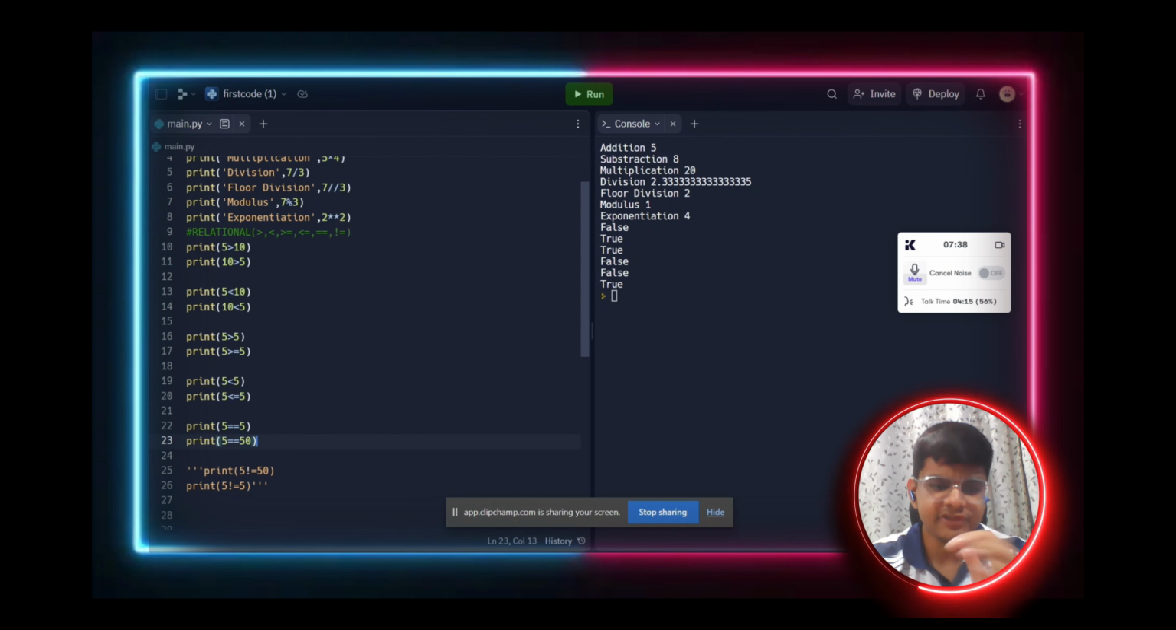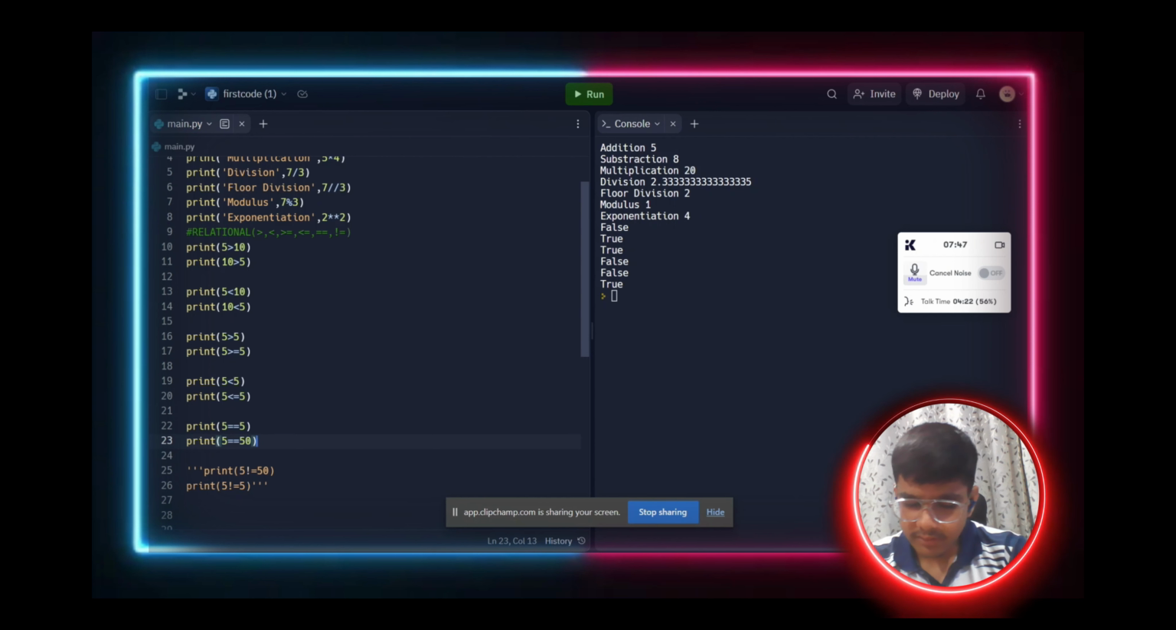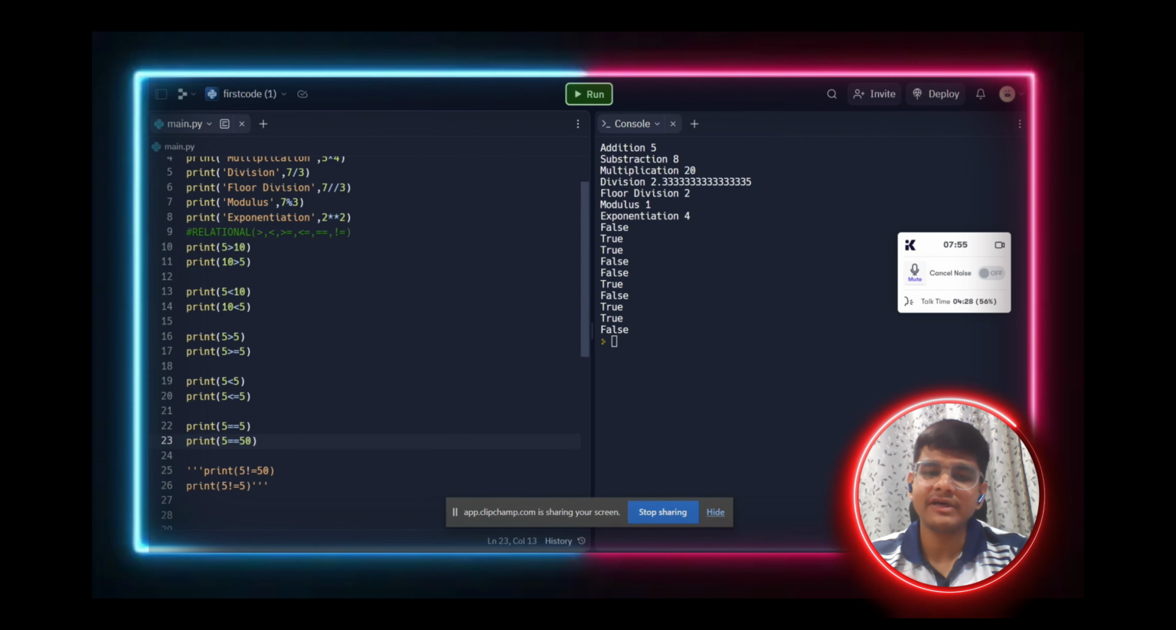And this operator is not for assigning. Usually in mathematics we use equals to for comparing only. But here, equal to in Python is used for assigning a value to a variable. For comparing two values, we use equal to consecutively, so equal to equal to.